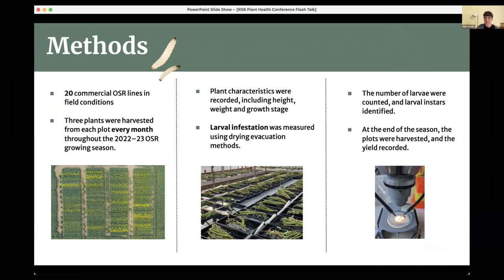And the larval infestation was measured using drying evacuation methods. So this is when the plants are left to desiccate, which again, you can see here. As they dry out, the larvae evacuate the stems and they fall into the trays below, where I was then able to count the number of larvae and identify the different instars. So there are 3 larval instars for cabbage stem flea beetles, and I was able to see which development stage they were at. And then at the end of the season, all the oilseed plots were harvested and the yield was recorded for the different lines.